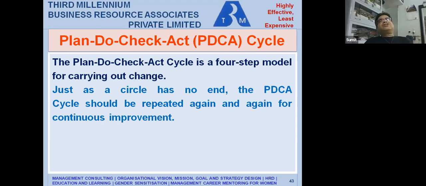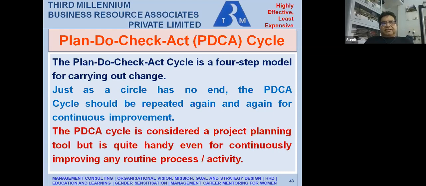So when you have reached a point, that is not the end of the story. Yes, you have improved from the previous ways of doing things, but you need to further improve. So again, you have to plan, again, you have to do, again, you have to check, again, you have to act. In the next slide, it will become very clear because this is why it is called an iterative process. So it is basically a project planning tool, but as you can see, the second part of the last para, it is quite handy even for continuously improving any routine process or activity.